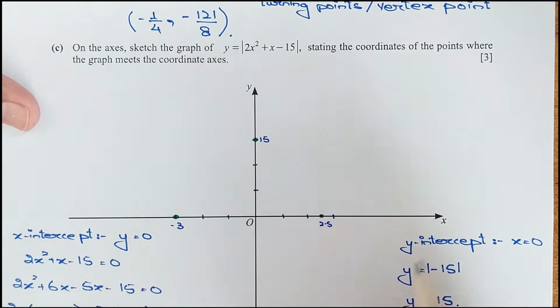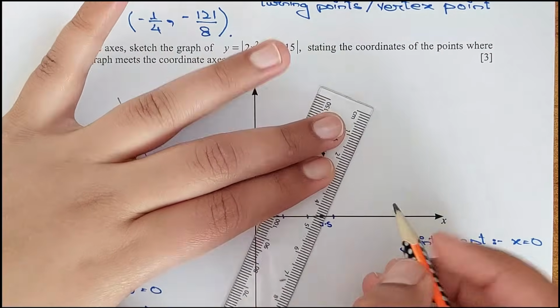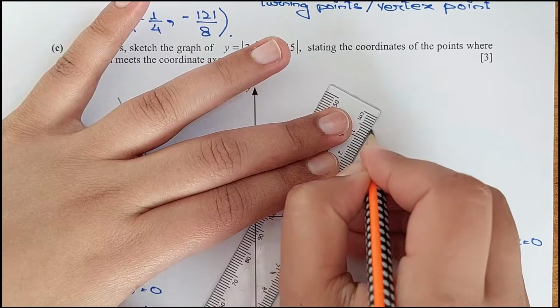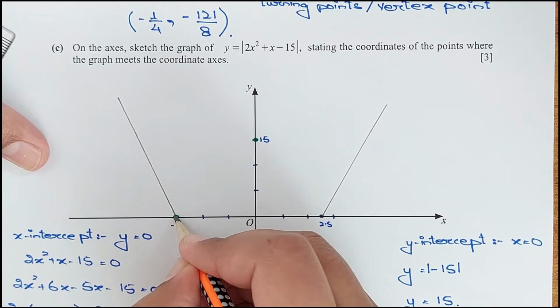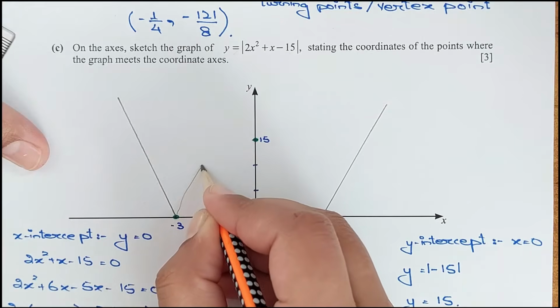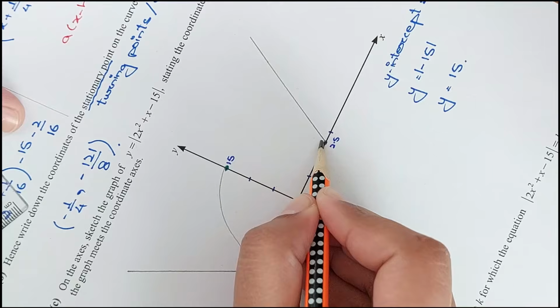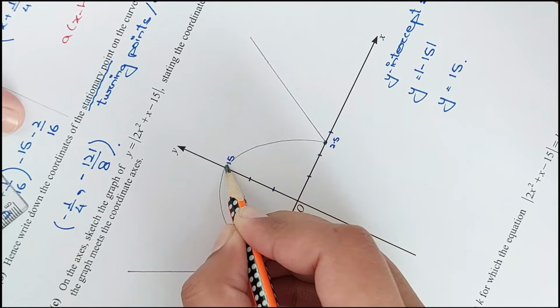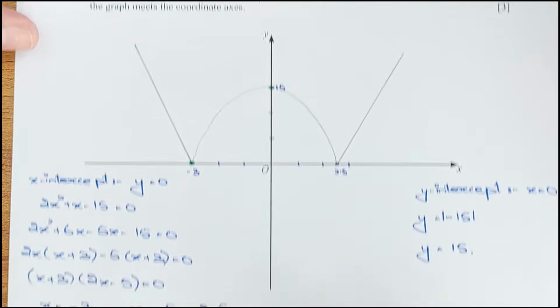So let me draw the parabola, and for the absolute value, it should look like this. This is a sketch for the given absolute value function.